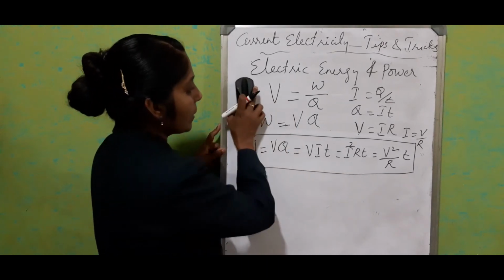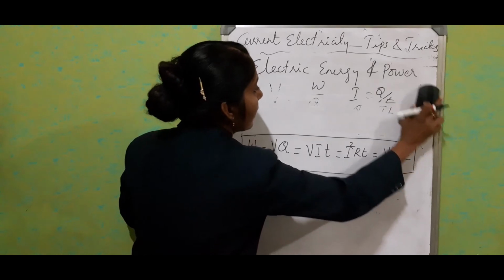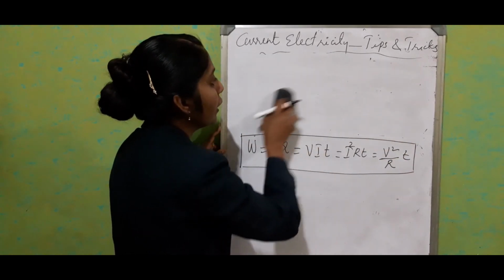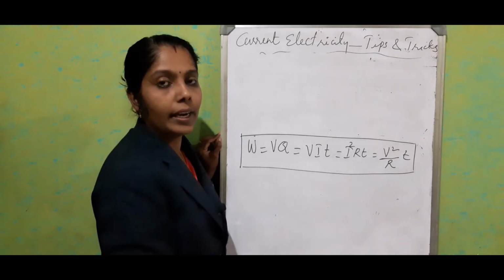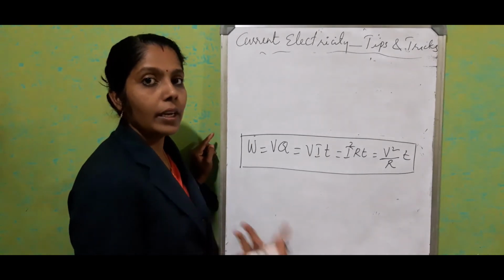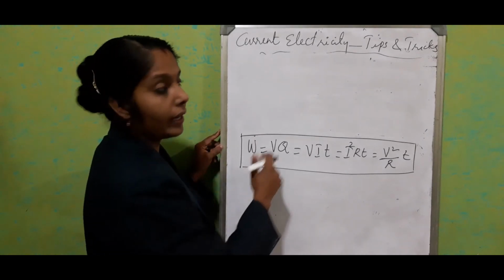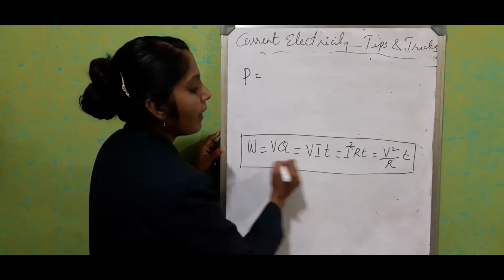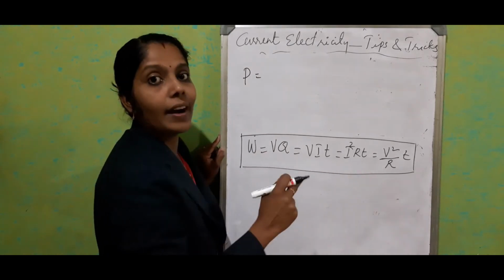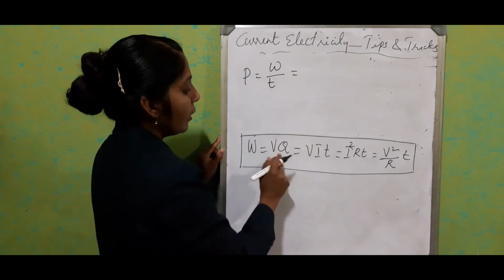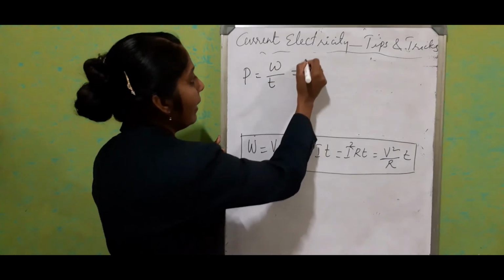I am not rubbing this one. On the basis of this, we will write it. What is power? Power is rate of change of energy, or rate of change of work done. Work done we already have. So how can we find out power? We divide all the factors by T. P is equal to W by T. So VQ by T.